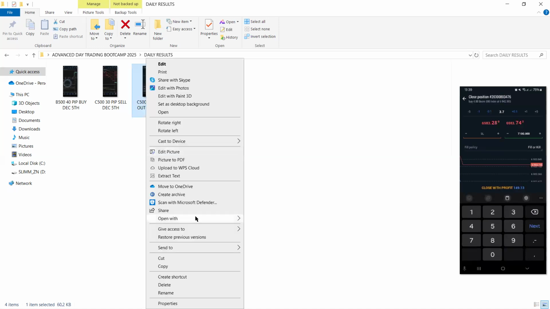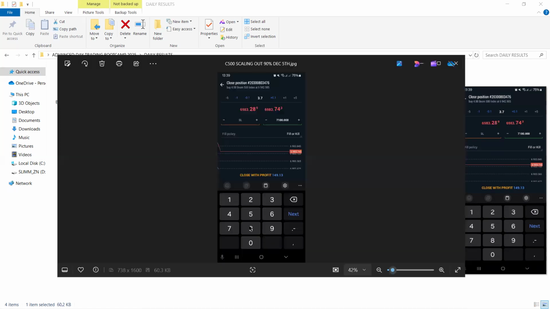You simply have to scale out. I'm not sure if this is going to show on the screen, but let me just open. You can see the 4 lot position. If you are scaling out, I'm not sure if you know how to scale out on mobile. You can see I chose to close almost 90+% of the trade here, 3.7 lots of those 4 lots. So I closed this big share, then I left 0.3 running.